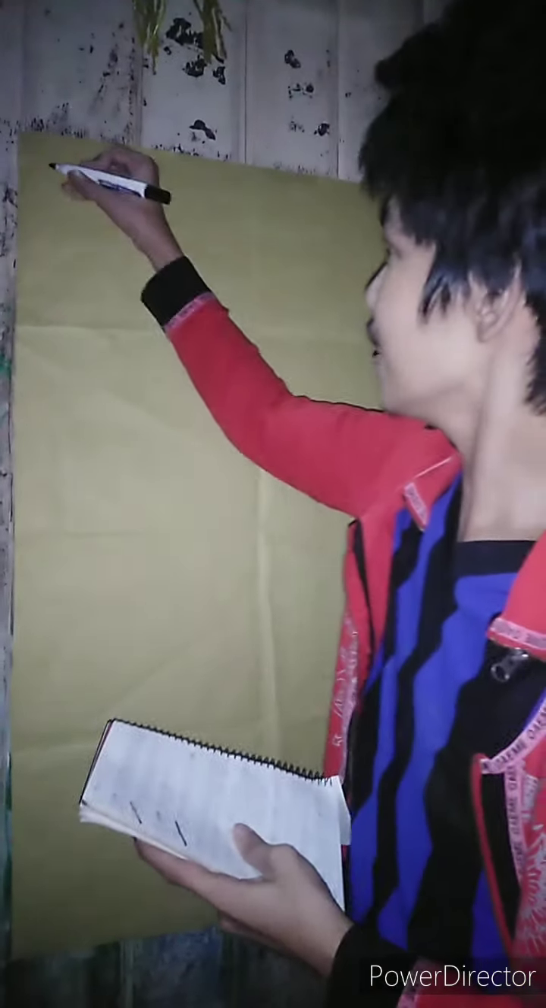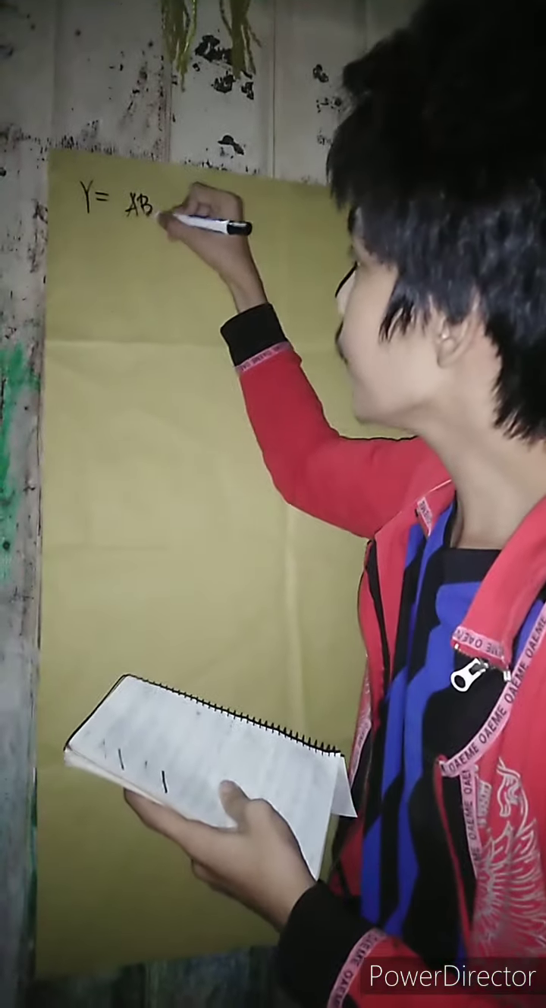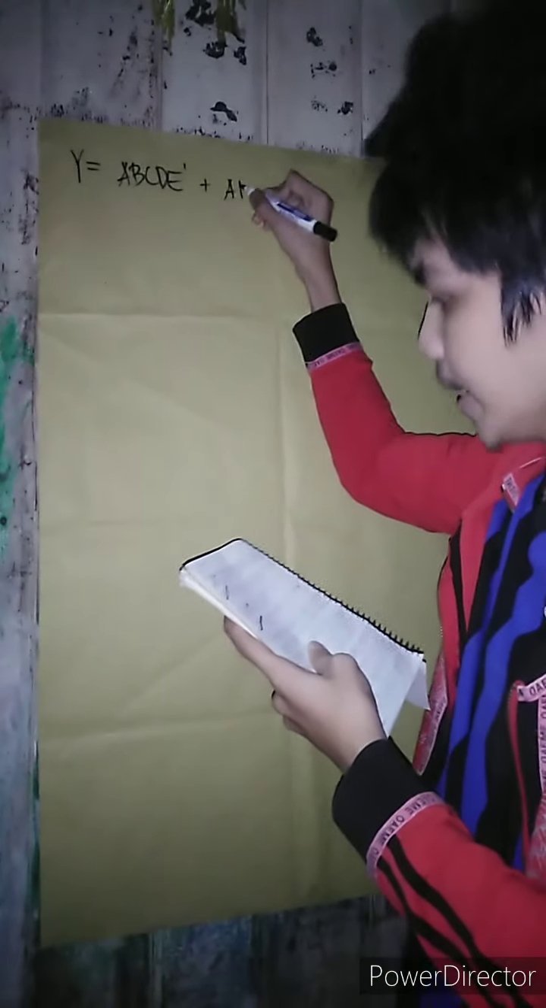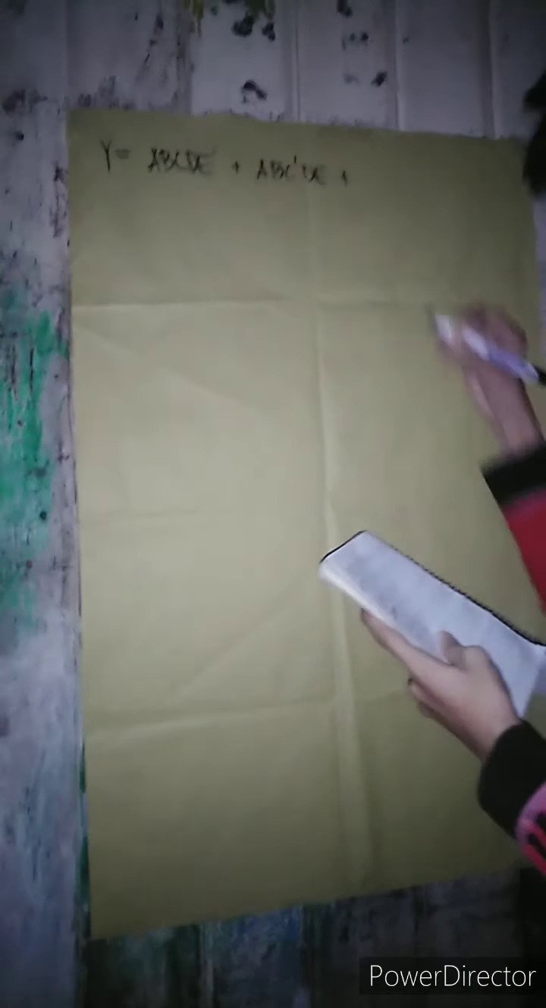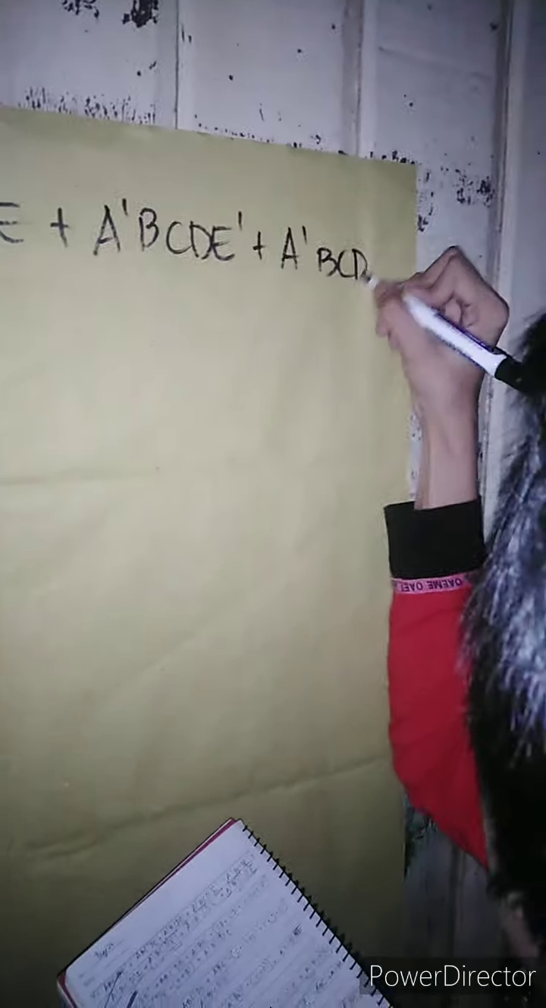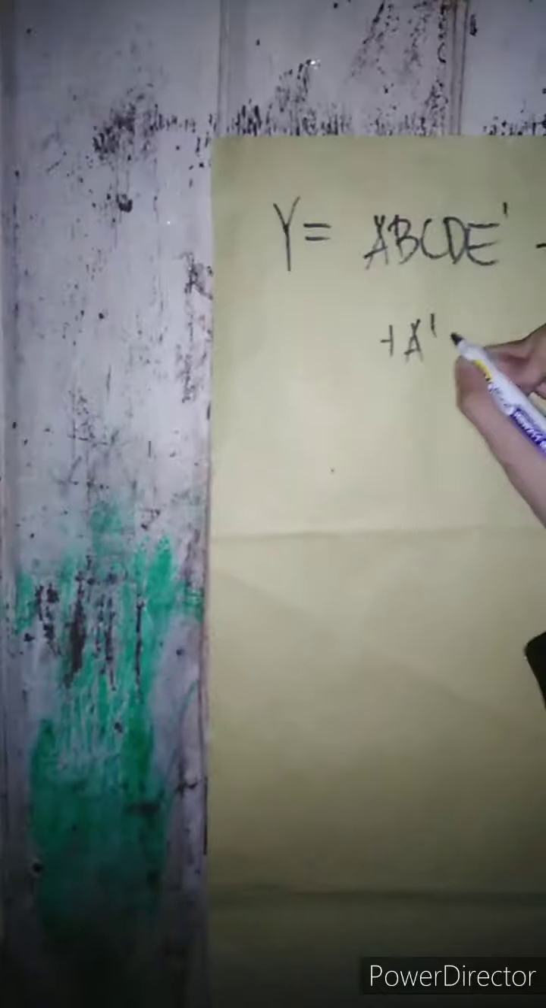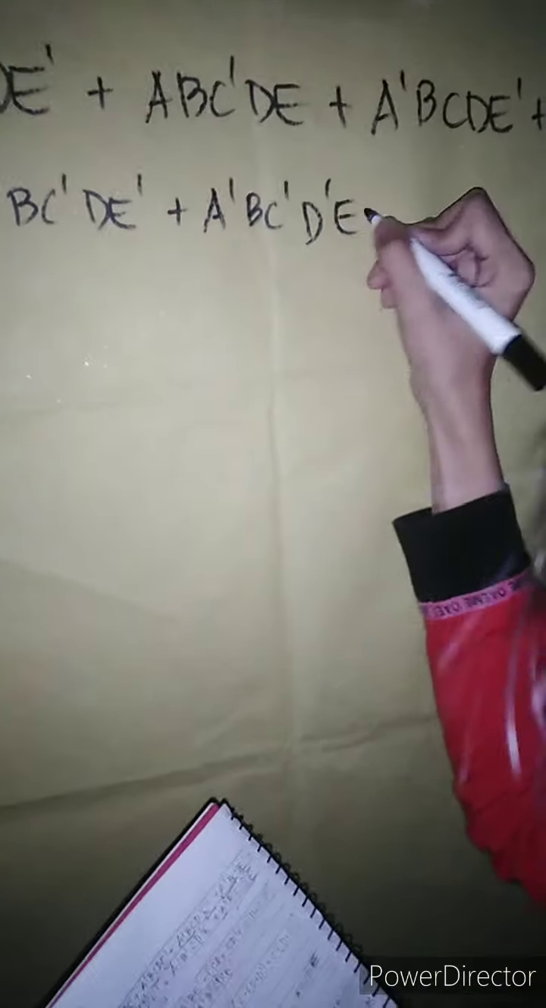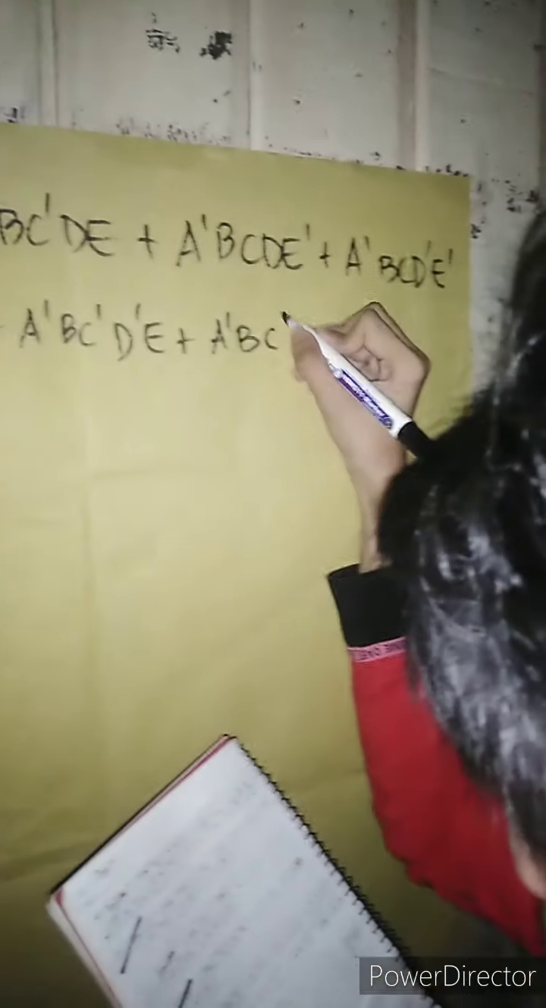Now we have the given original function Y is equal to A, B, C, D, E prime, or A, B, C prime, D, E, or A prime, B, C, D, E prime, or A prime, B, C, D prime, E prime, or A prime, B, C prime, D, E prime, or A prime, B, C prime, D prime, E, or A prime, B, C prime, D prime, E prime, or A prime, B prime, C, D prime, E prime, or A prime, B prime, C prime, D prime, E. And we have the simplified form of this one.